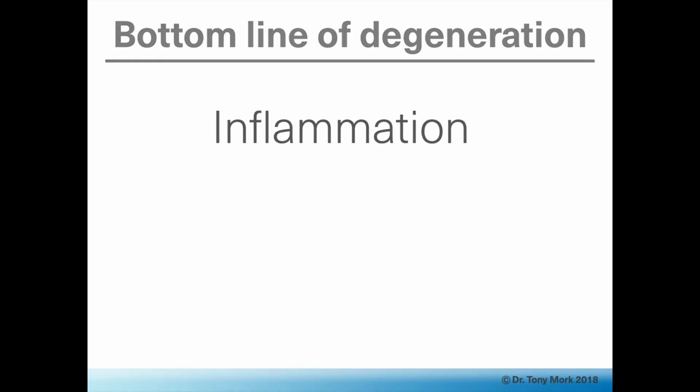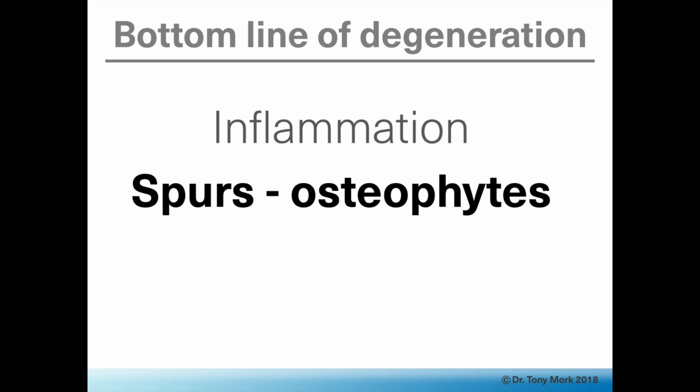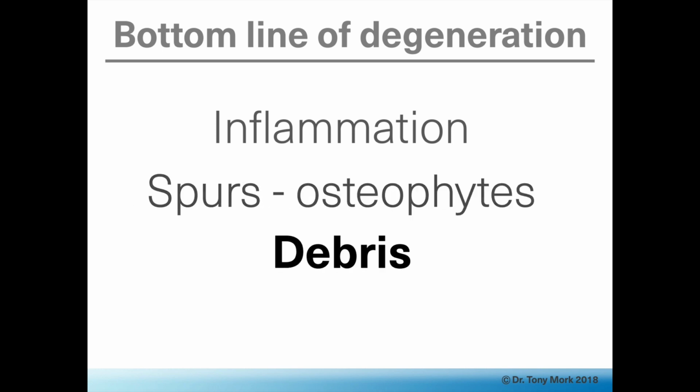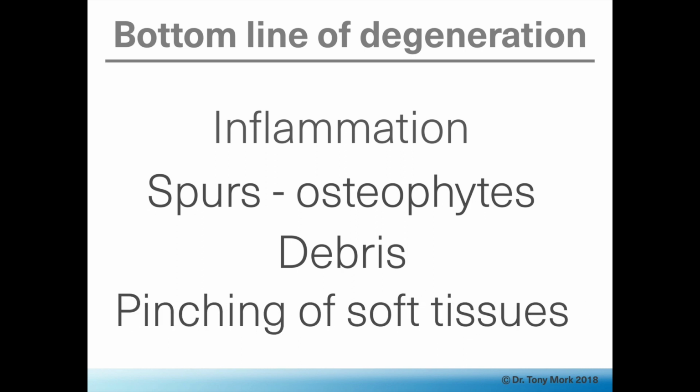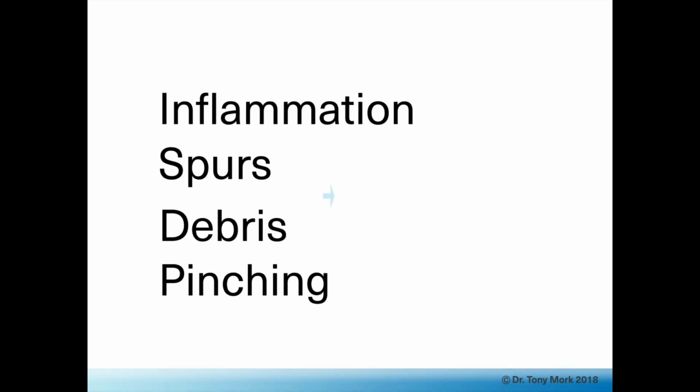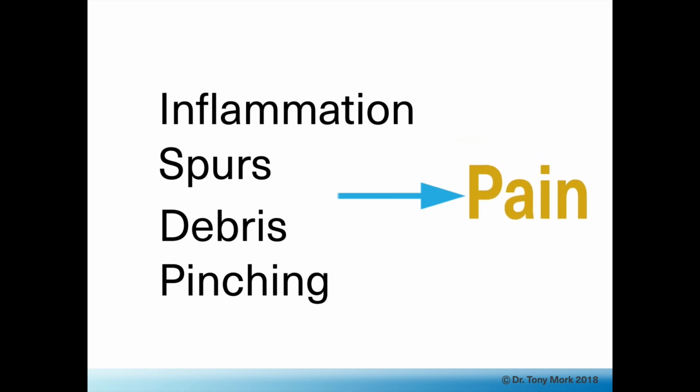Well, what's the bottom line of degeneration? Certainly inflammation. You can get spurs and osteophytes, as well as debris building up inside the joint. Also, pinching of the soft tissues is a very distinct possibility. As you can imagine, the capsule of the facet joint, when it gets out of alignment, is subject to getting pinched. So we talked about inflammation, spurs, debris, and pinching, all leading to the possibility of pain.